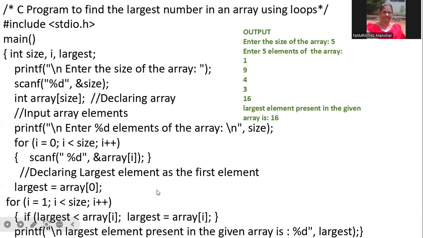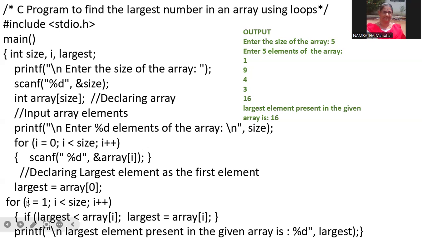Now I'm using a variable called largest, which is equal to 1. I will compare 1 with 9. 9 is bigger than 1, so I will make largest 9. I'll shift the counter to 9. Now I'll compare 9 with 4. Since 4 is less, I'll keep largest as 9. Then I'll compare with 3. 3 is also less than 9, so largest is still 9. Now, when you compare 9 with 16, 16 is greater, so largest becomes 16.